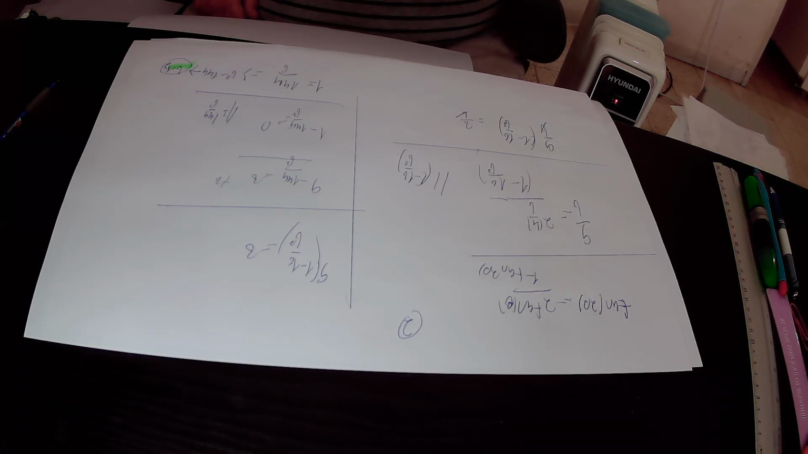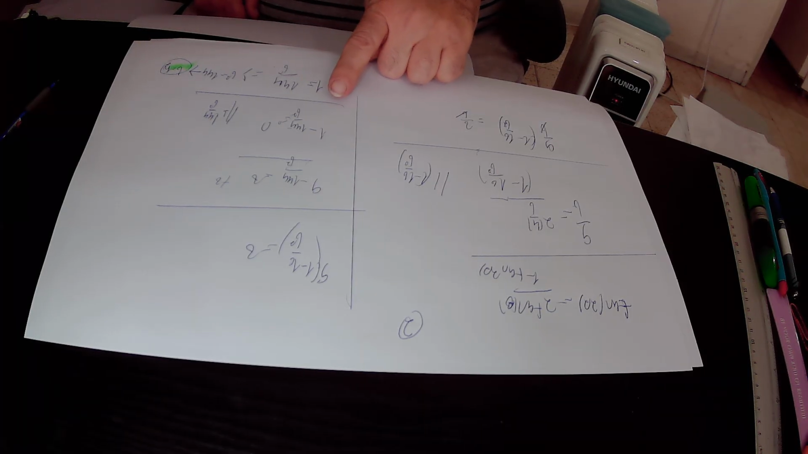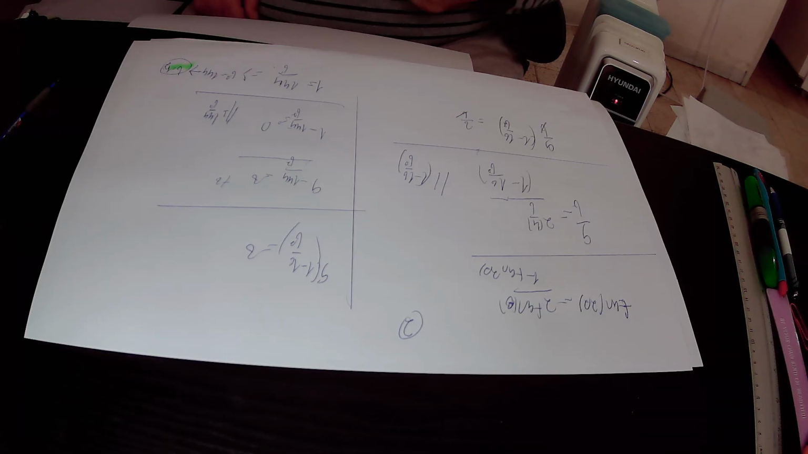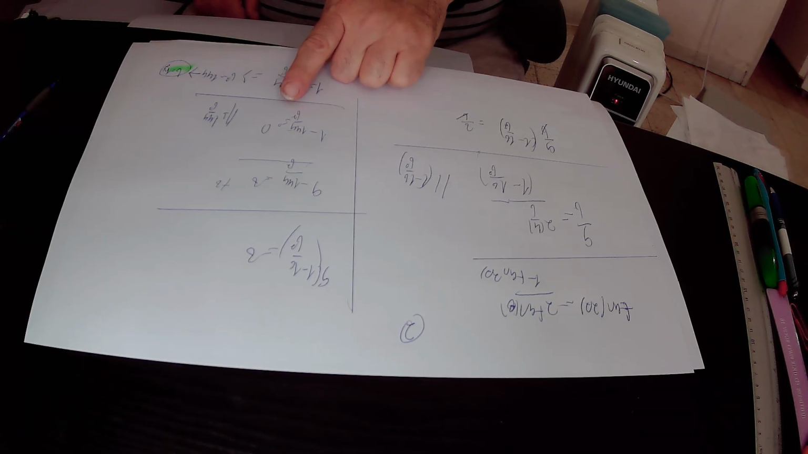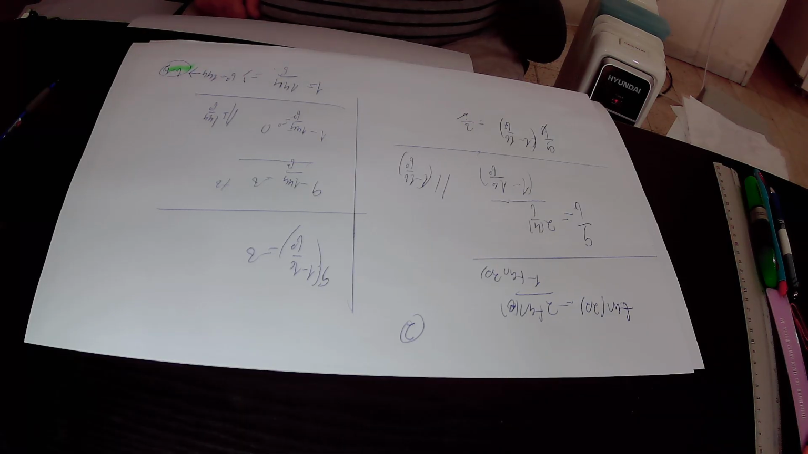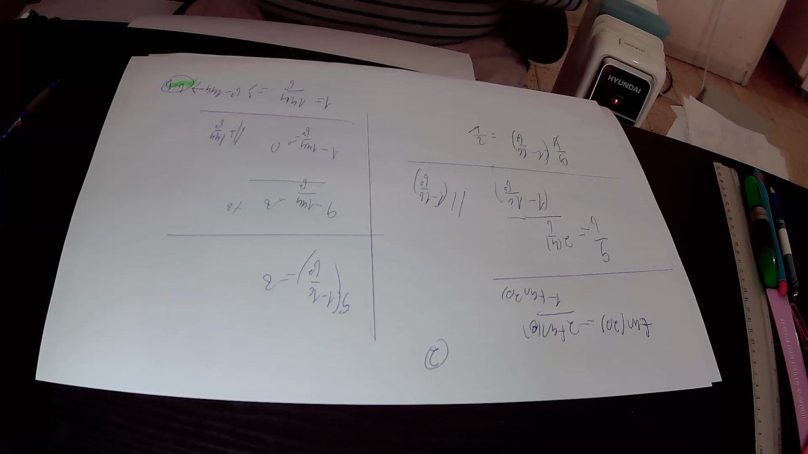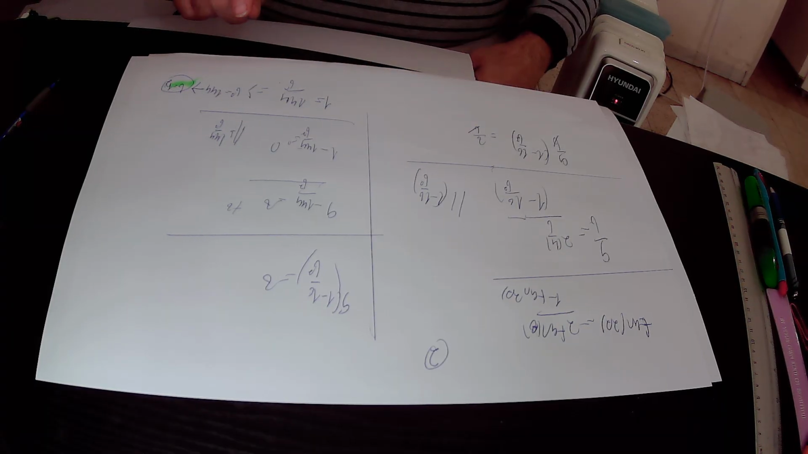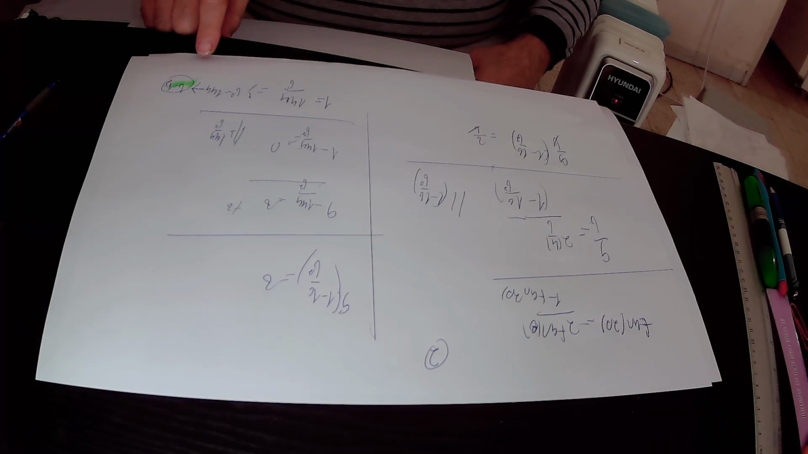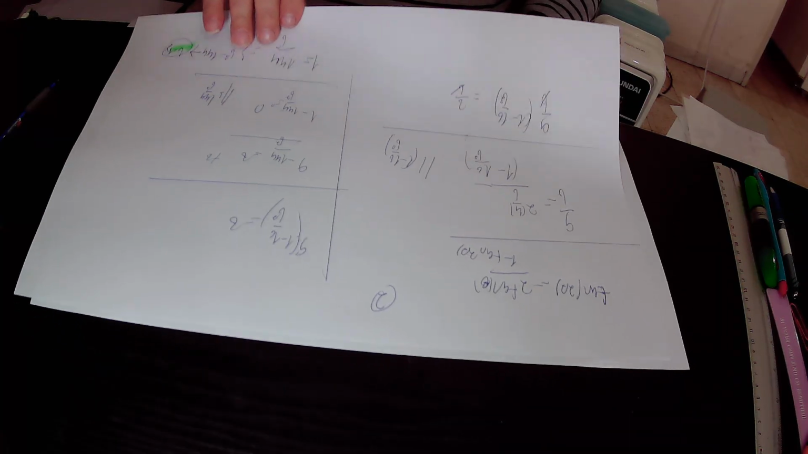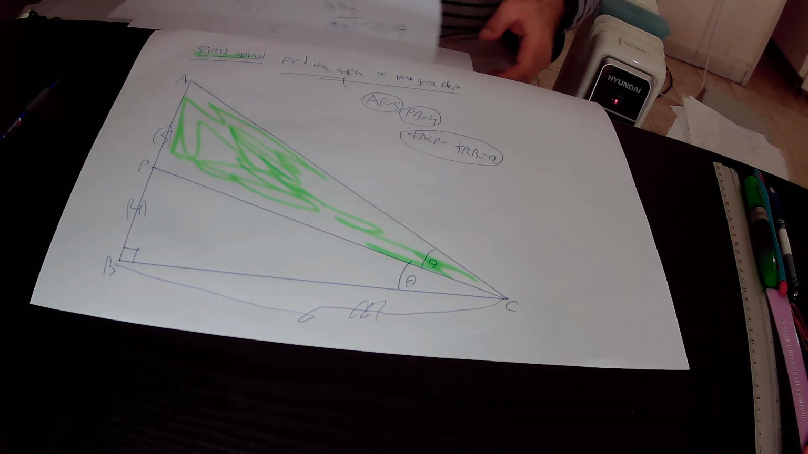Here we add 144 over b squared to both sides. On this side we are left with 1 because minus 144 over b squared plus 144 over b squared is 0. On the other side we have 0 plus 144 over b squared, which equals 144 over b squared. So 1 equals 144 over b squared. Here we multiply this equation by b squared, and we find that b squared equals 144. Taking the square root, b equals the square root of 144, that is 12. B equals 12 units.